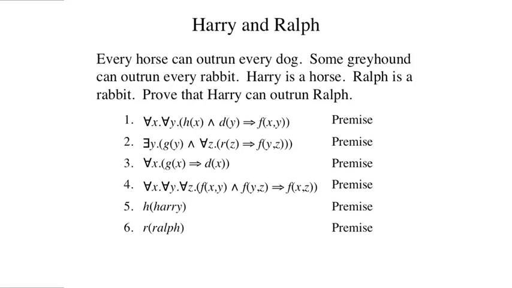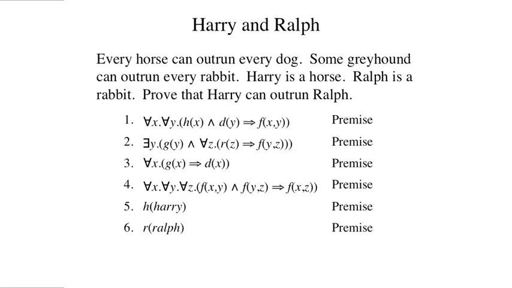Outrunning, the faster than relation, is transitive. For all x, y, z, if x is faster than y, and y is faster than z, then x is faster than z. And finally, Harry's a horse and Ralph is a rabbit. Note that we've added these two facts about the world not stated explicitly in the problem, namely that greyhounds are dogs and that the faster than relationship is transitive.